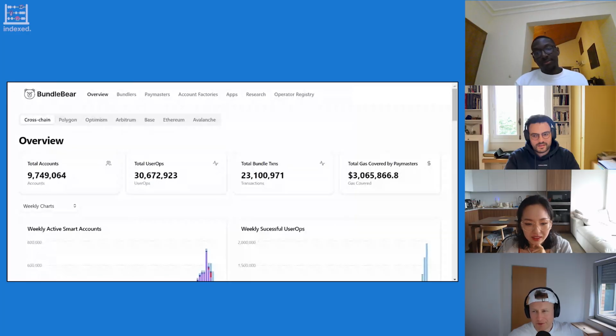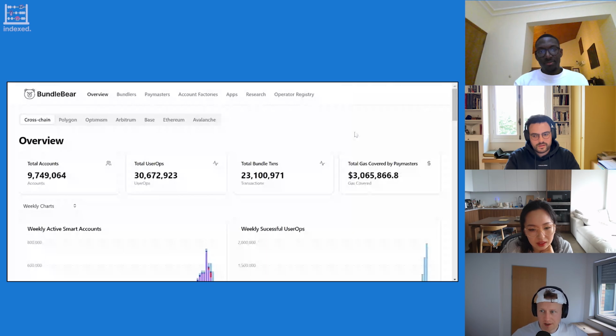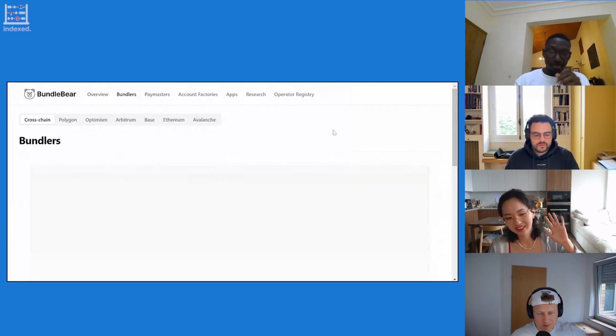Yeah, we've covered the app and the user side now. One thing that I think is also interesting is the bundler landscape here, where you can draw parallels to solvers in the CoWSwap system or something like this. I'm sorry, I have some questions to follow up for the applications.